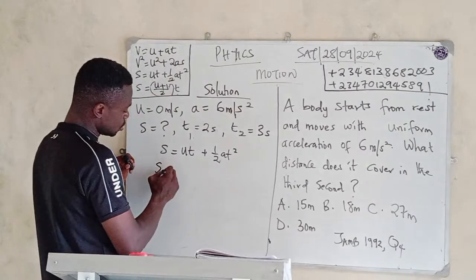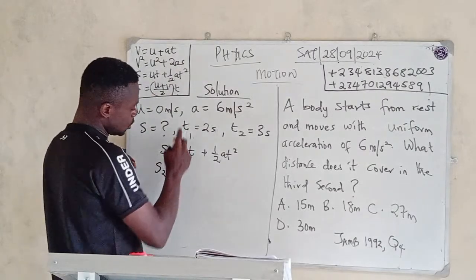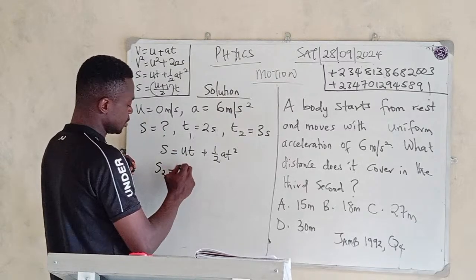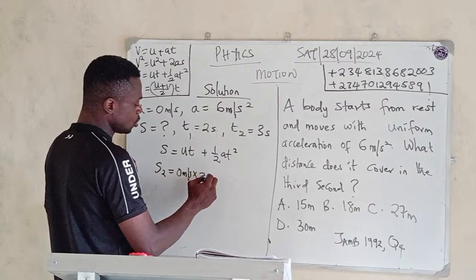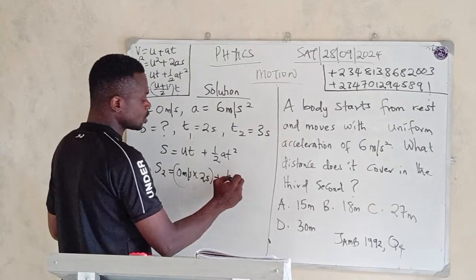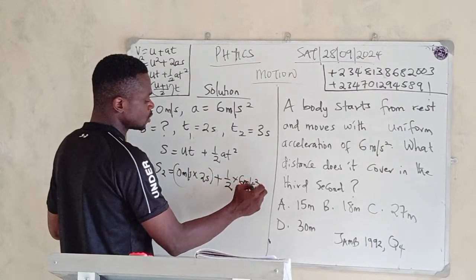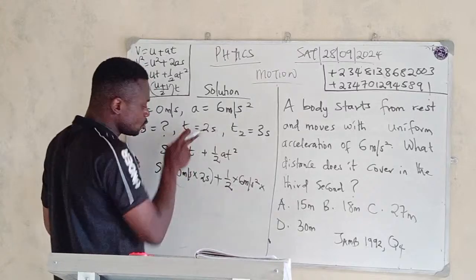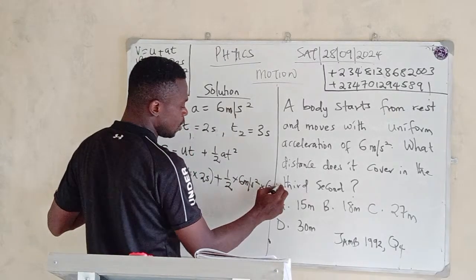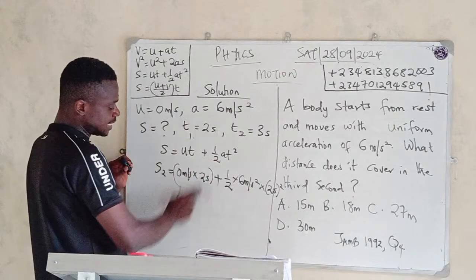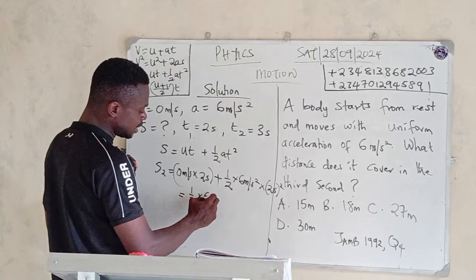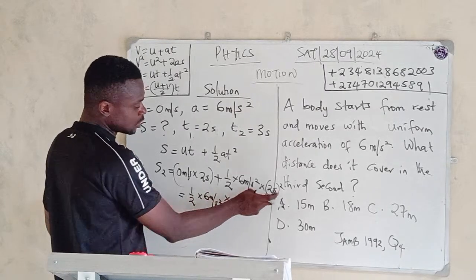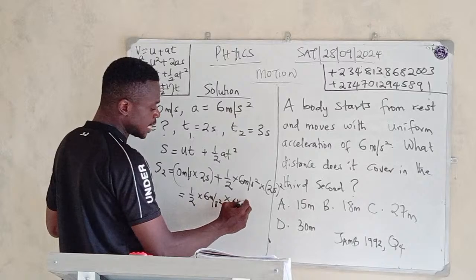So S2 is equal to 0 meters per second times time, 2 seconds, plus half acceleration, 6 meters per second squared, times time, which is 2 seconds all squared. Because of this 0, everything here is 0, so we are left with half times 6 meters per second squared times 2 seconds squared, which is 4 seconds squared.